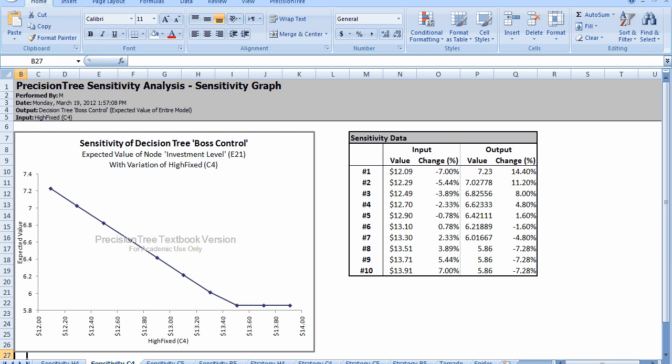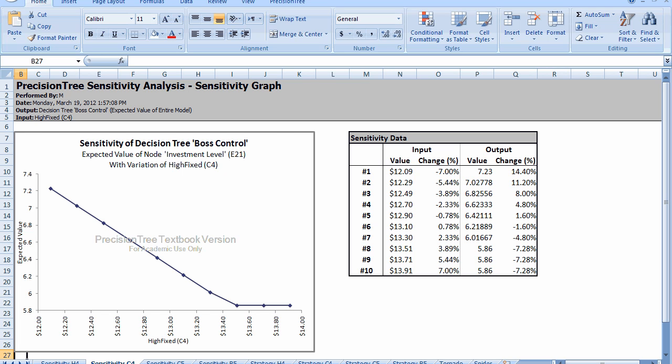This chart doesn't show you what the original value was, but it shows how the expected value for the optimum solution changes as the value goes from minus 7% below it to plus 7% above it. It goes as low as 12.09, that's minus 7%, and as high as 13.91, that's plus 7%. You can see all this information in the table to the right of the graph.